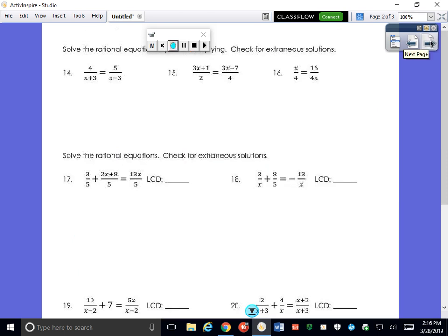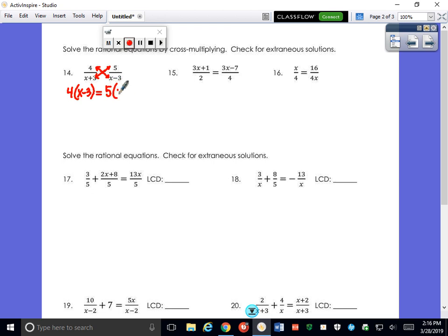All right, number 14, we are cross-multiplying. So now we're not adding and subtracting anymore, we're going to cross-multiply. So remember, we're going to multiply the denominator of one fraction times the numerator of the other fraction. And then the opposite of that, the numerator of the first fraction times the denominator of the second. So when I multiply this is going to be 4 times x minus 3. You do have to distribute that. Equals 5 times x plus 3. Have to distribute that as well.